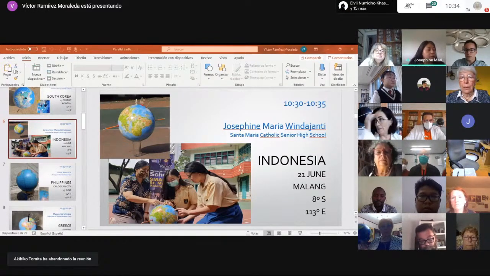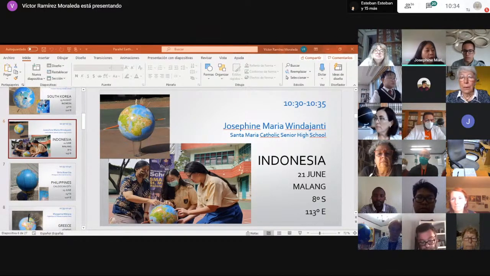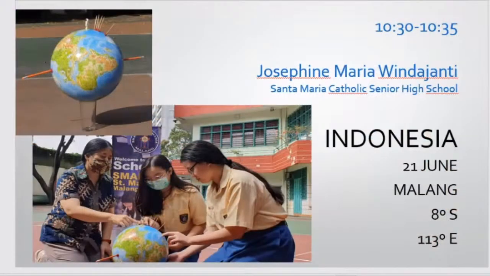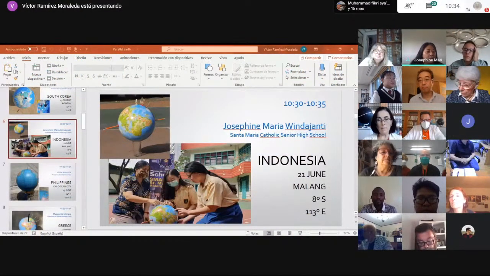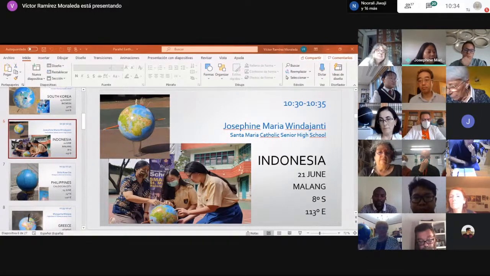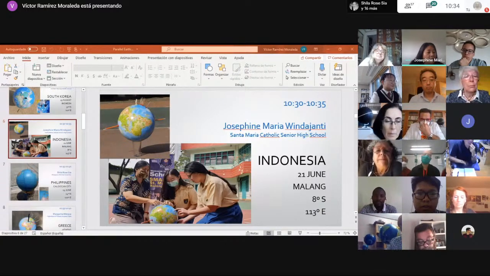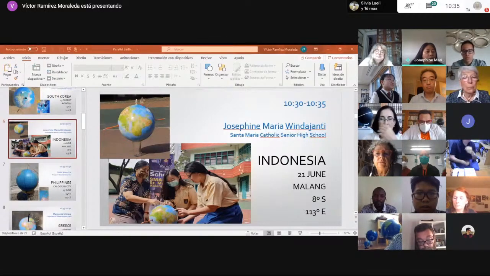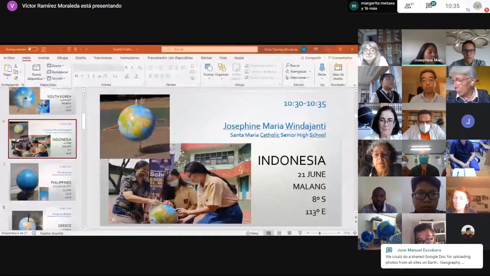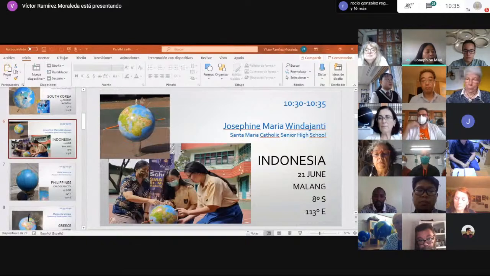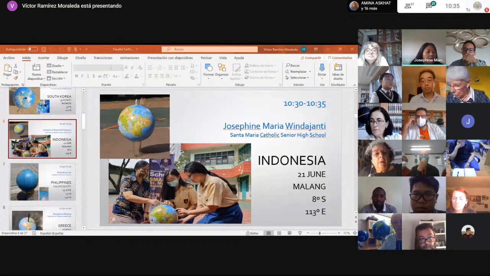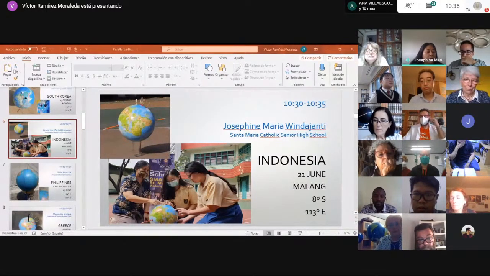Let me introduce myself. My name is Josephine. I teach physics at Santa Maria Catholic High School, Malang, Indonesia. Since 2016, I have always participated in programs organized by NASE by carrying out a simple astronomical experiment with my students. First of all, I will introduce the location of Indonesia. Our country is an archipelago located around the equator. Indonesia is from 6 degrees north latitude to 11 degrees south latitude and from 95 degrees to 141 degrees east longitude.